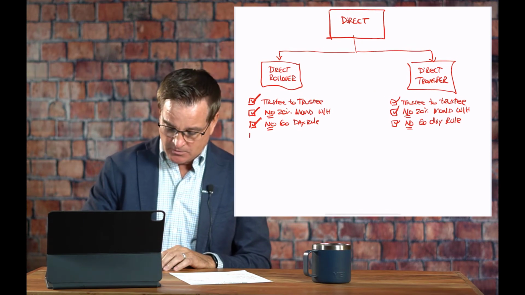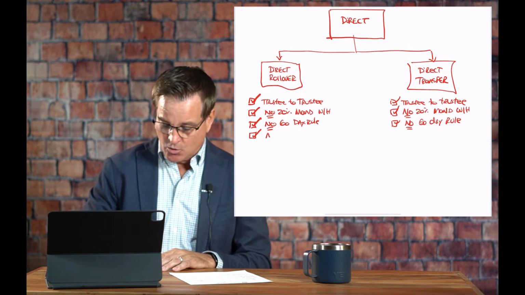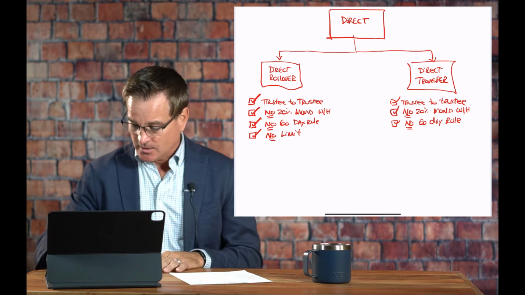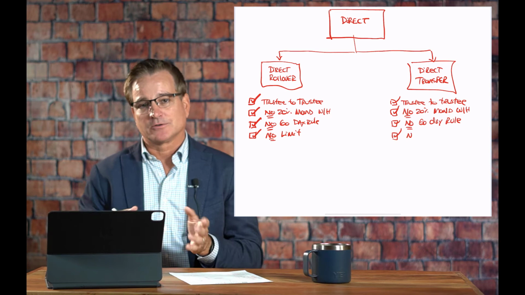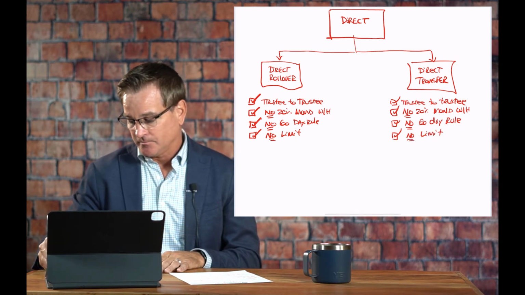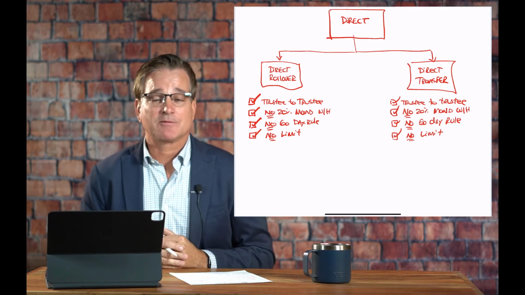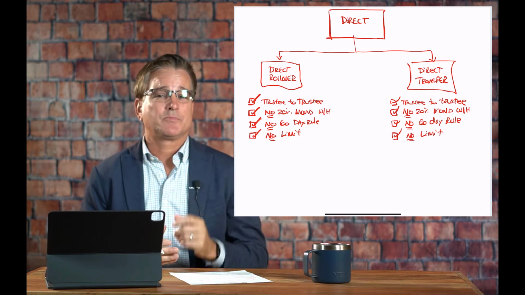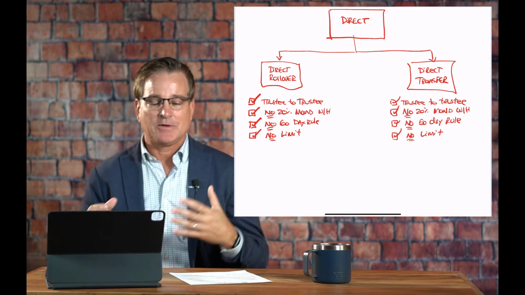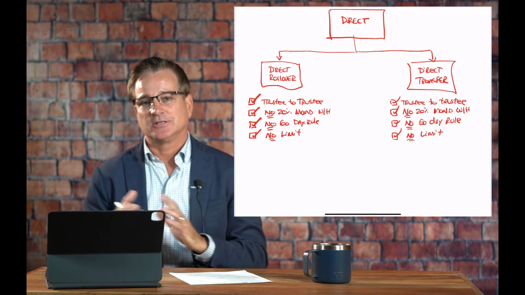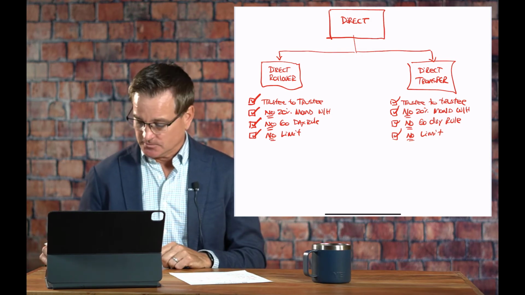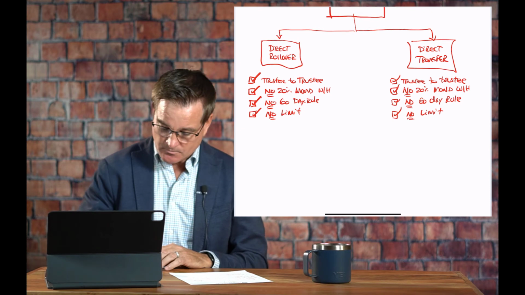There's also no limit on the number of direct rollovers or direct transfers you can do in a given year. Remember, indirect method, you could only do one per 365-day period. There is no limit on direct trustee-to-trustee rollovers or direct trustee-to-trustee transfers. Remember that one. That's an important one.